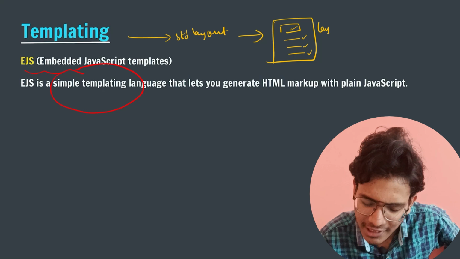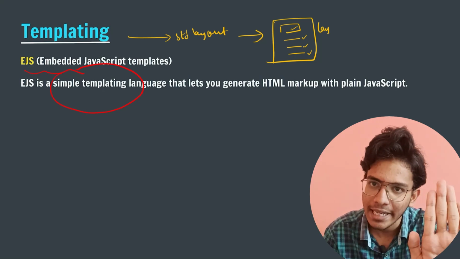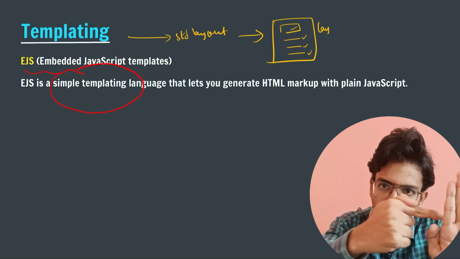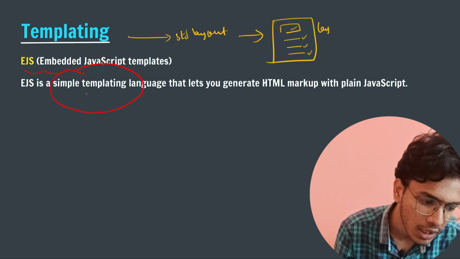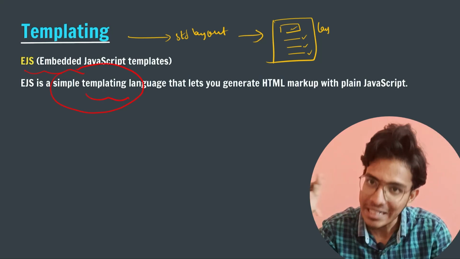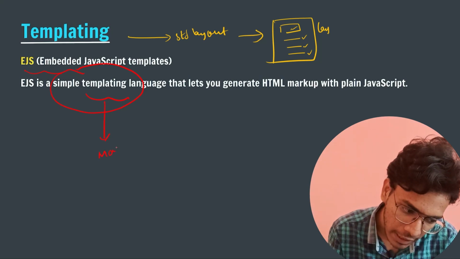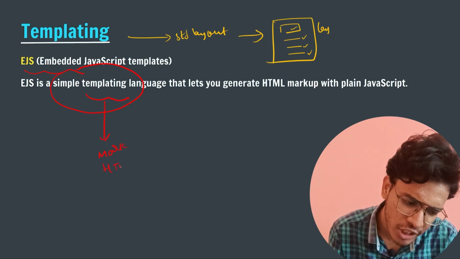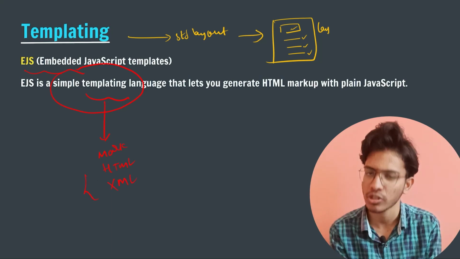And templating is nothing but, the formal definition of templating is, in a static HTML page, if you include dynamic JavaScript, then that thing is known as a template. So here the developmental definition of template is, if in a markup language, that markup language can be HTML, that markup language can be XML, whatever the markup language might be.